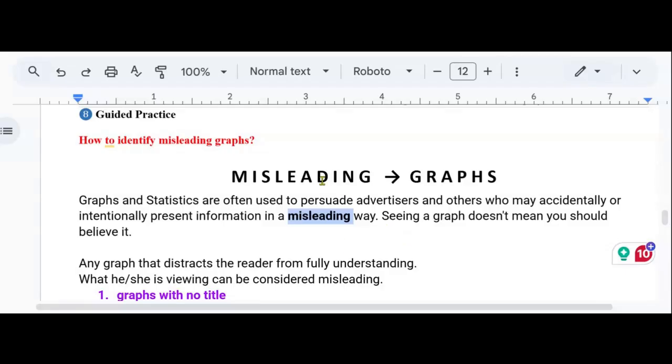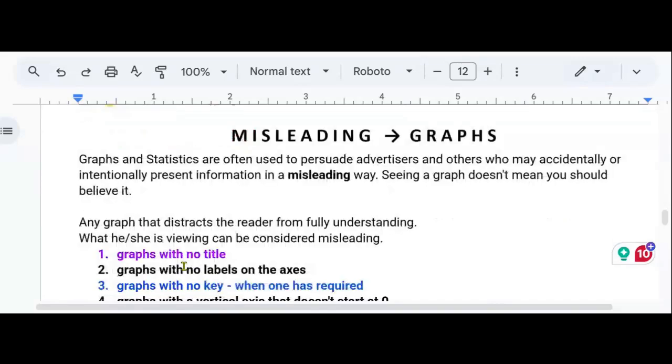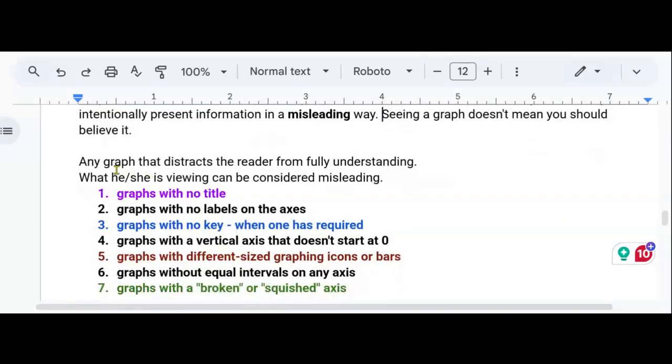Misleading means wrong, yes. Seeing a graph doesn't mean you should believe it. Any graph that distracts the reader from fully understanding what he or she is viewing can be considered misleading.